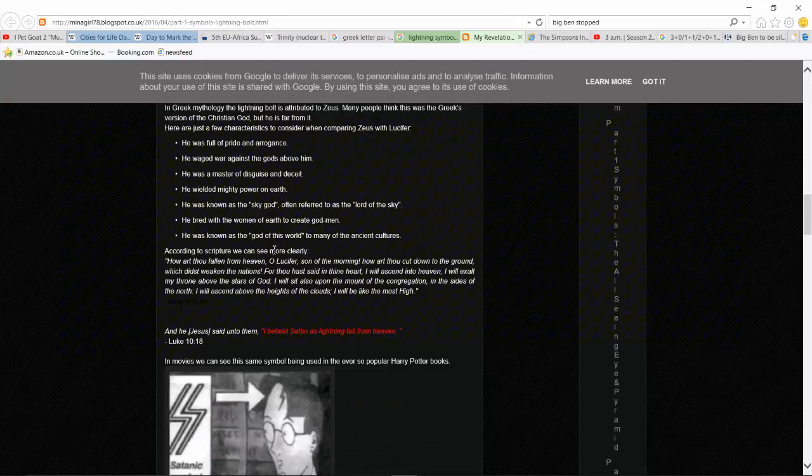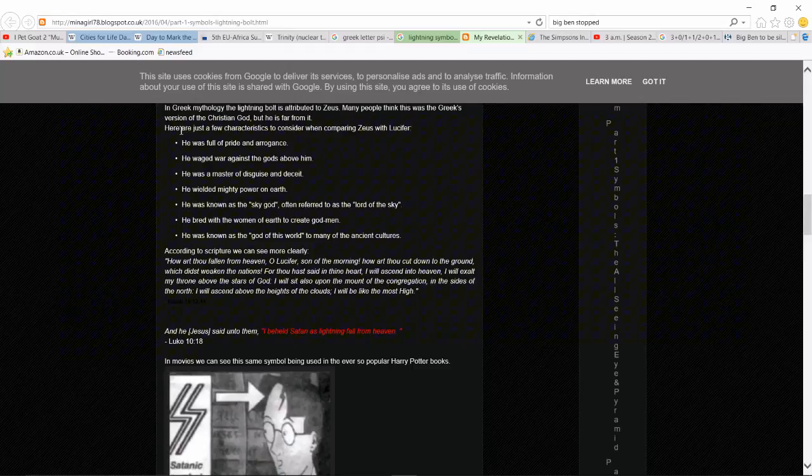How art thou fallen from heaven, O Lucifer, son of the morning? How art thou cut down to the ground, which didst weaken the nations? For thou hast said in thine heart, I will ascend into heaven, I will exalt my throne above the stars of God, I will sit also upon the mountain of the congregation, in the sides of the north, I will ascend above the heights of the clouds, I will be like the Most High.